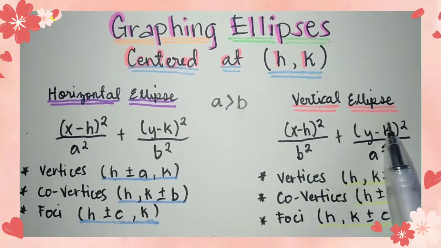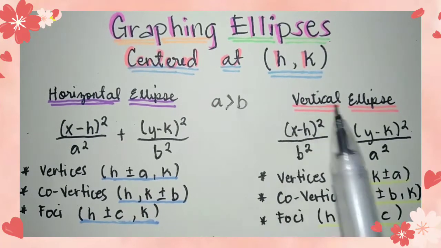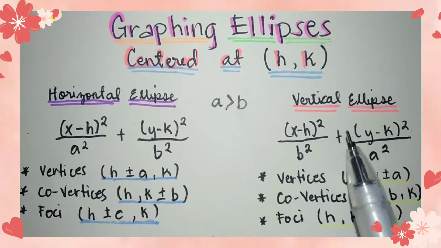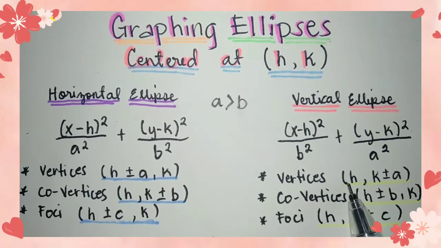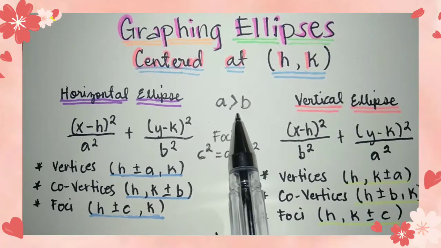Of course, we have our vertical ellipse, wherein kapag yung higher number is nasa tapat ni y-axis, meaning to say, we have our vertical ellipse, okay? These are the coordinates of the vertices, co-vertices, and foci of vertical ellipse. We have h and k, positive and negative a, h and positive and negative b and k, h and k, positive and negative c. Remember that a is greater than b.